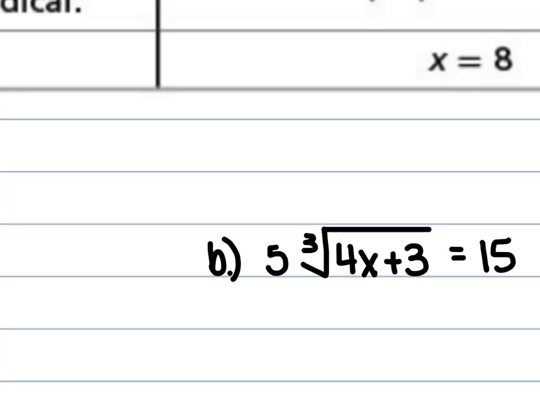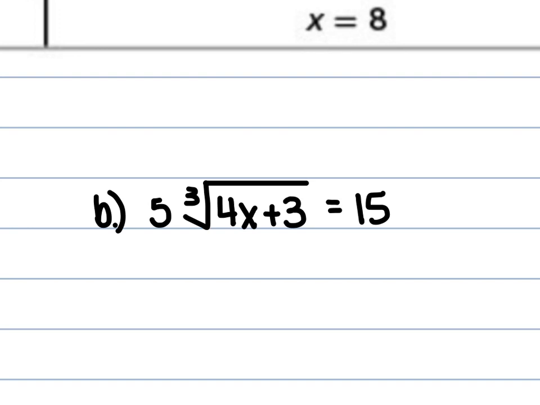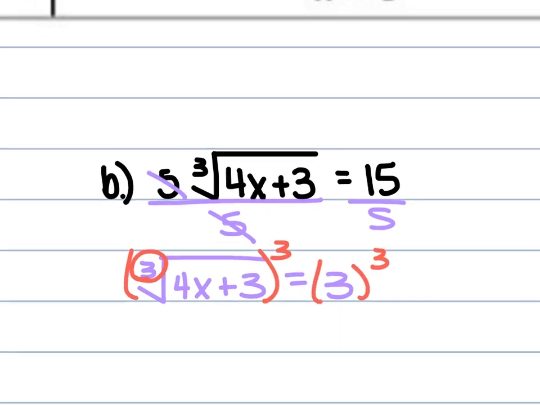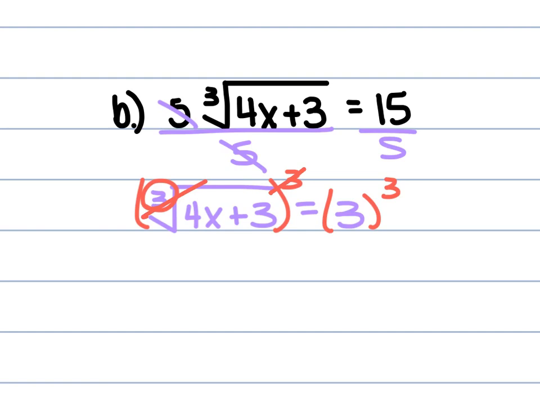For our next example, we have 5 cube root 4x plus 3 is equal to 15. So again, we're going to get the radical by itself. We're going to divide each side by 5, which cancels out that 5, so we're going to have the cube root of 4x plus 3 is equal to 3. Because that index is a 3, we're going to raise each side to the power of 3. So the cube root and the power of 3 cancel out to leave us with 4x plus 3. And 3 cubed, 3 times 3 is 9, 9 times 3 is 27.